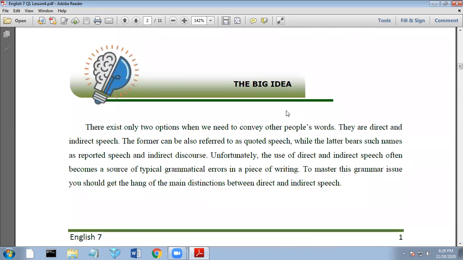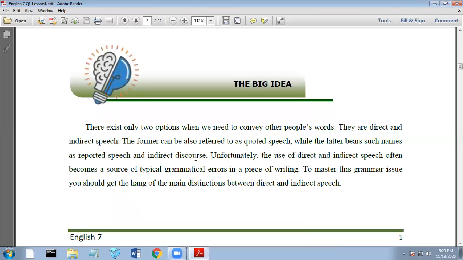The big idea about this lesson, there exist only two options when we need to convey other people's words. They are direct and indirect speech. The former can also be referred to as quoted speech, while the latter bears such names as reported speech or indirect discourse.